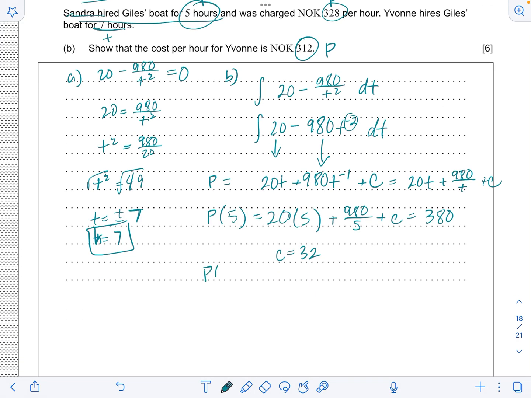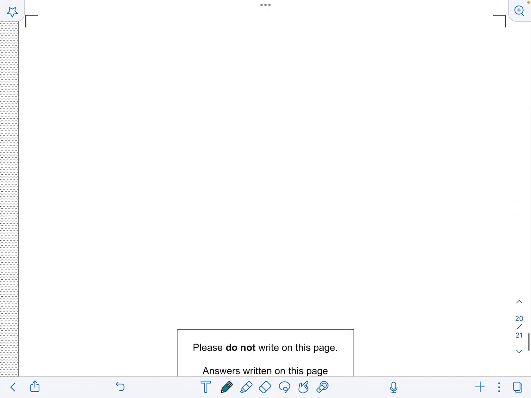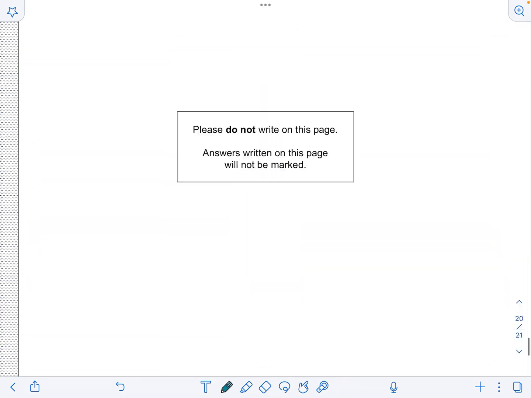And so now P of 7 is 20 times 7 plus 980 divided by 7 plus 32, and this part you need to definitely write because it says show that. You'll want to type that into your calculator to confirm, and it does indeed equal 312. And I like to put a little check at the end to show that I did it. And look at that, we've made it through.